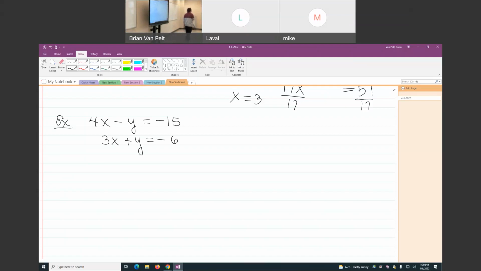Now, here's how you approach these problems. Look at the pair. Something can be eliminated without doing a single thing. Without doing anything. So what do we do? If you've got anything that eliminates right off the bat, do it. These y's go away and I get 7x equals negative 21. All right, then what are you going to get for x? Divide by 7. Well, yeah, you get x equals negative 3.